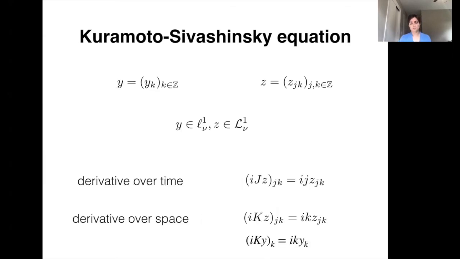And as a brief overview of how Fourier works in this context, we have two variables that are in Fourier, y and z. y is something that only depends on the space, so it's a one-dimensional Fourier sequence that we will denote as y_k, while z depends both on time and on space and is a two-dimensional Fourier sequence, infinite by infinite in both of the two indices.